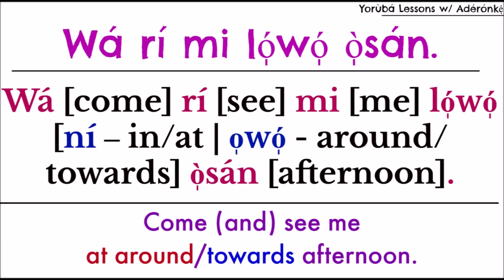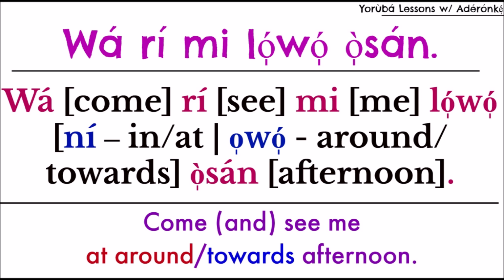If ọwọ́ was serving as around or towards, I've given the example statement, wá rí mi lọ́wọ́ ọ̀sán. Wá rí mi lọ́wọ́ ọ̀sán. Wá is come. Rí is see. Mi is me. Lọ́wọ́ is a combination of two words, and that's where ọwọ́ appears. Ni is in or at.